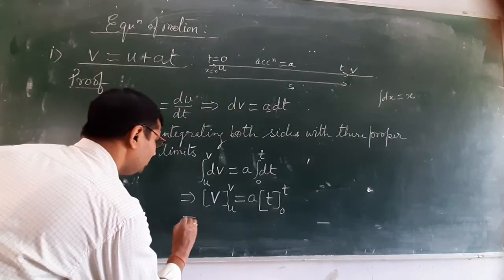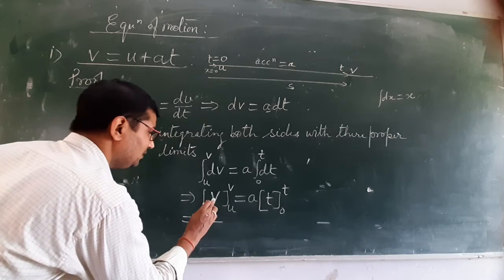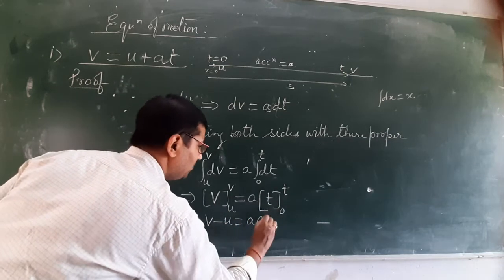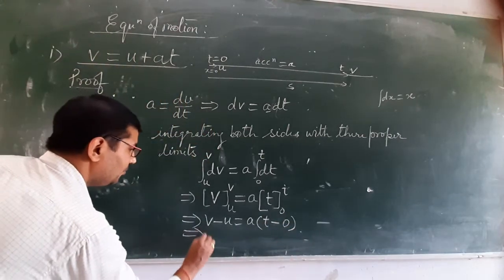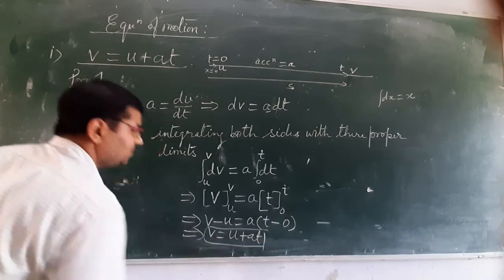So this will be what? Put in place of v the upper limit v minus the lower limit u, and a times in place of t the upper limit t minus the lower limit. So finally you have v is equal to u plus at. This is the first equation.